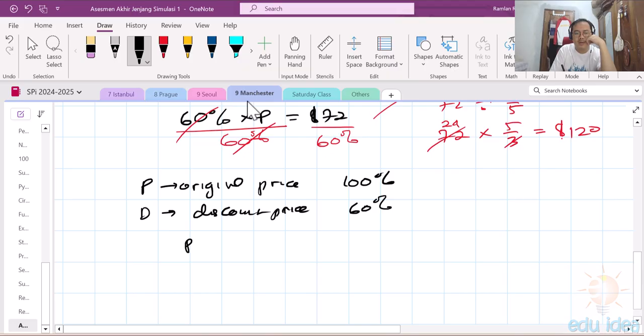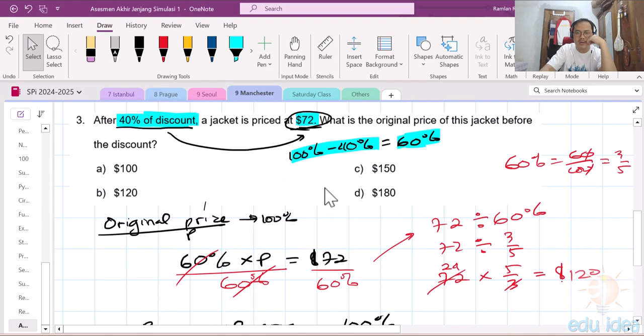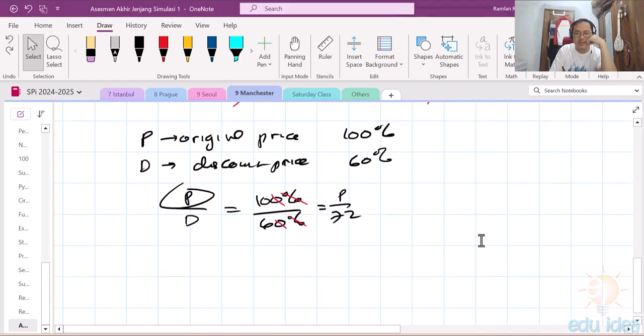The ratio of the original price to the discount price is equal to 100% over 60%. You can cancel the percentage here, and you can also cancel the 0. Okay, let's just stop here. So 10 over 6. We don't know the original price, so let's call it P. But we know that the discount price is 72, from the question over here. Now, by comparing these two numbers, you can do a cross multiplication.